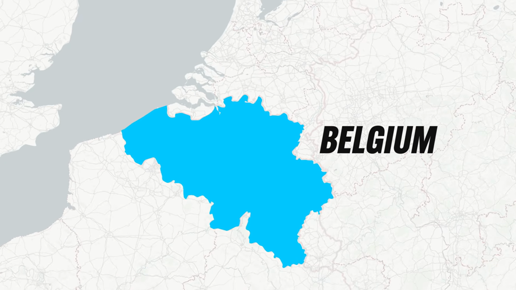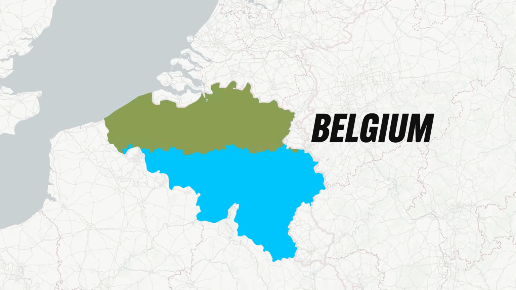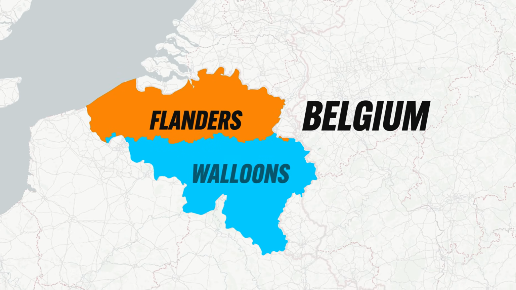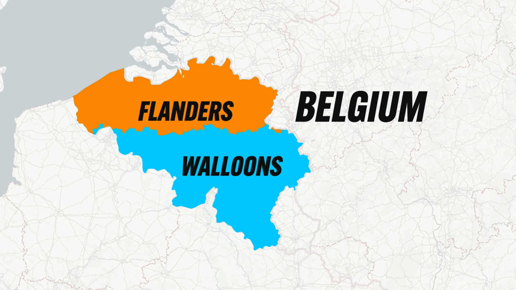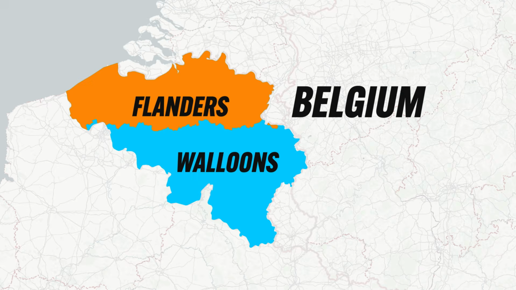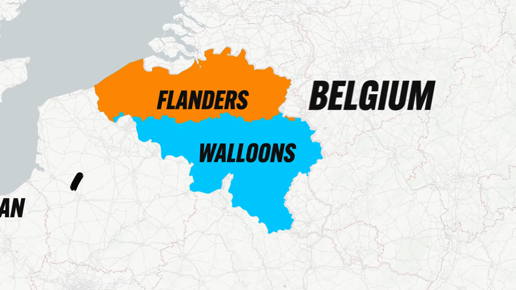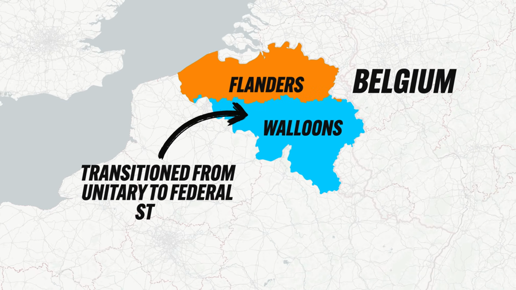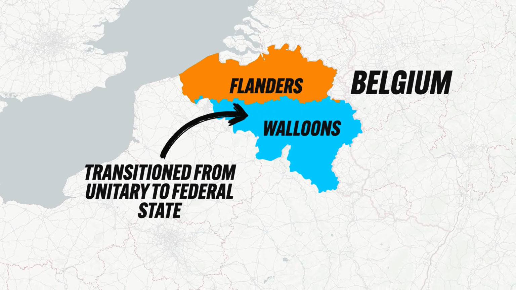Okay, the second example is from our friends in Belgium. Now, recall what we've learned about this state in previous videos, namely that it is essentially made up of two distinct cultural groups, the Flanders and the Walloons, who are divided geographically into the north and south. And because each group has called for independence from the other, devolution has occurred to keep the country intact. And basically, they transitioned from a unitary to a federal state, giving each subnational unit its own legislatures and a significant degree of autonomy.